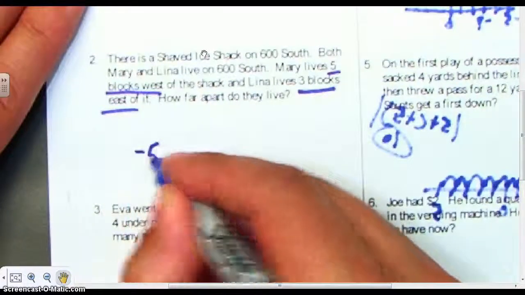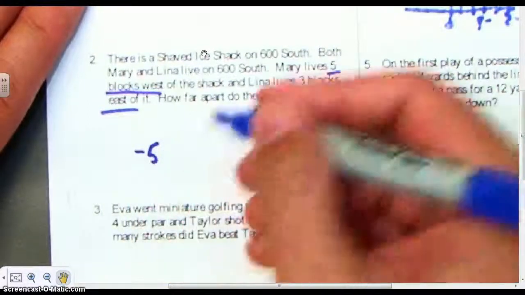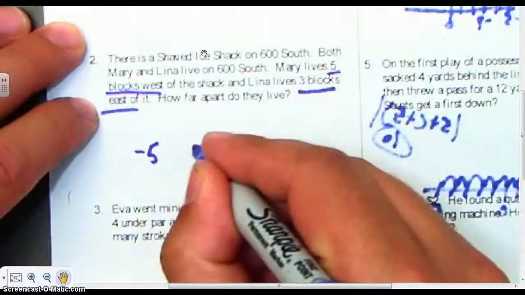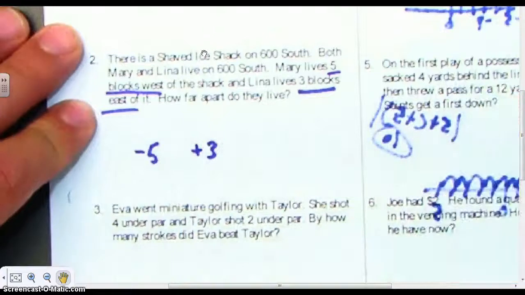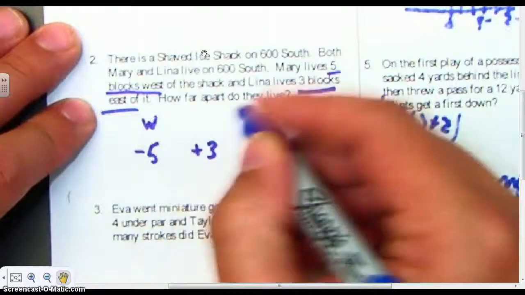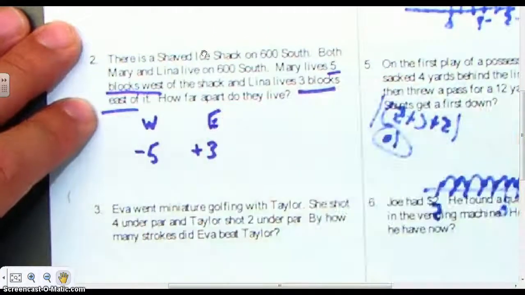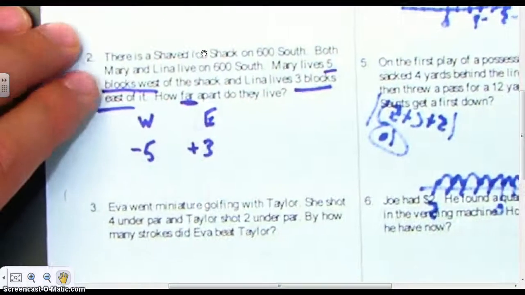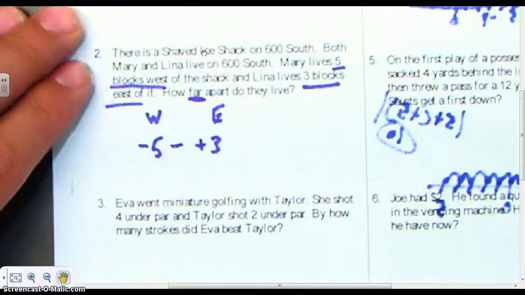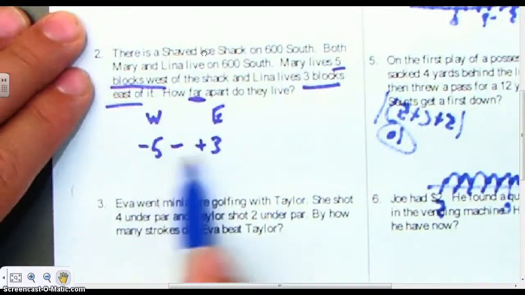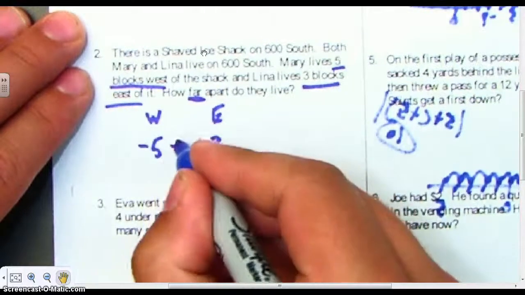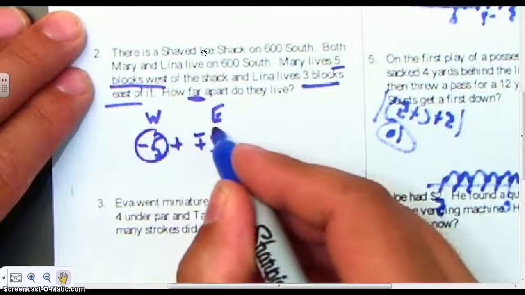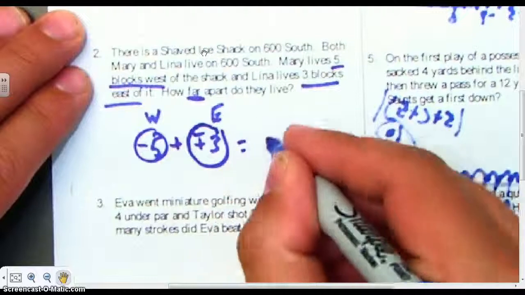All right, 5 blocks west. We're going to say that that's a -5. You could have done it differently than that. 3 blocks east, since we said the west was a negative, we're going to say east is a positive. So all I've done now is west was -5, we said east is +3. And if you want to tell how far two things are apart, you subtract. So what we have here is -5 minus +3. We don't subtract anymore, we always add the opposite. So what we really have is -5 plus a -3, which is -8.